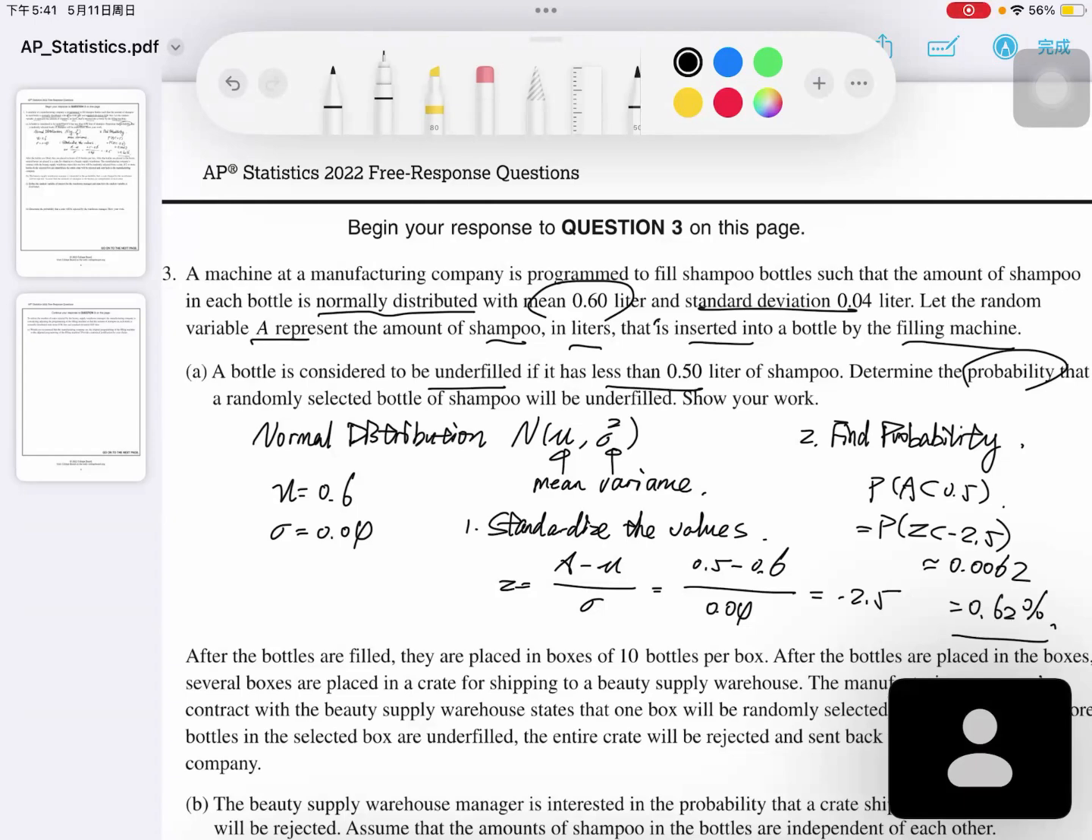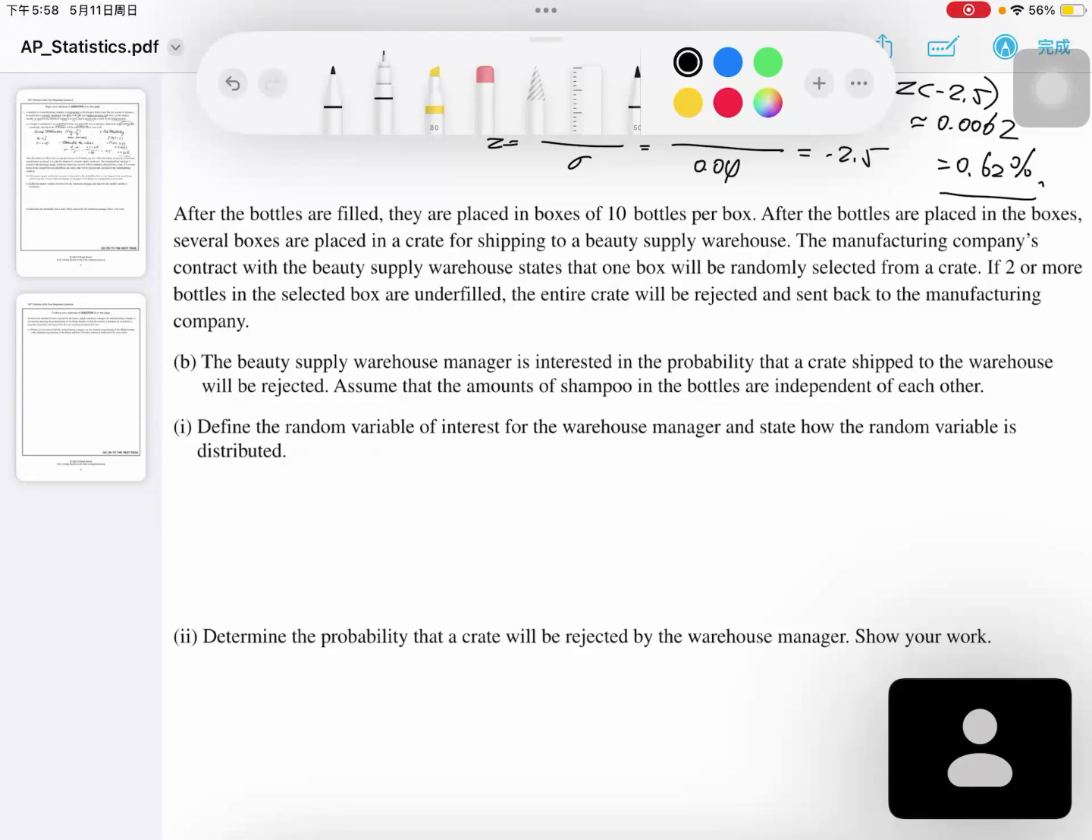Okay? Understand? And then we can come to part B. First, we also need to read the context and find key information. The context is that bottles are placed in a box of 10, and the crate contains several boxes. One box is randomly selected from the crate. If two or more bottles in the selected box are underfilled, the entire crate is rejected. So our objective is to define the random variable of interest for the warehouse manager and state its distribution.